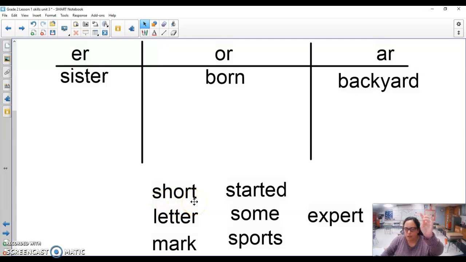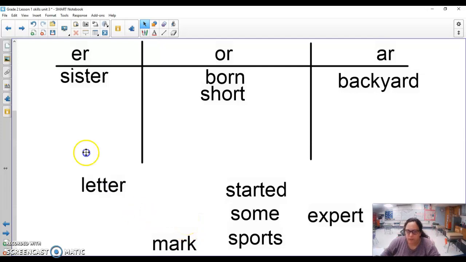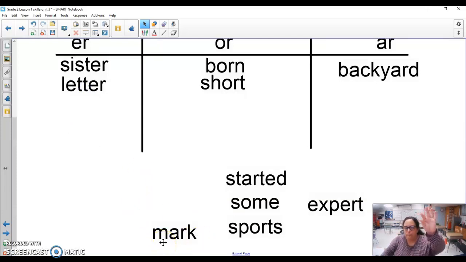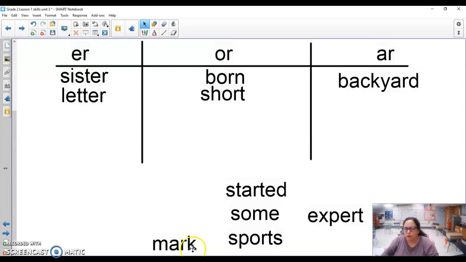Short. What's the word? Short. Where do we put this word? Yes, under OR, it says OR, spelled OR. Let's tap the next word. L-E-T-T-E-R. What's the word? Letter. Where are we going to put this word? Yes, it goes under ER. All right, let's tap the next word. M-A-R-K. What's the word? Mark. Where are we going to put this word? Yes, it says R for AR, so it goes under the AR column.